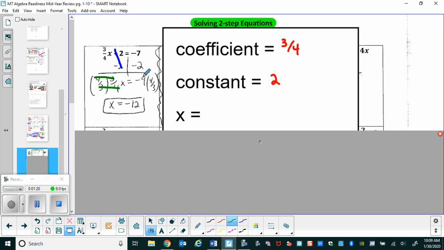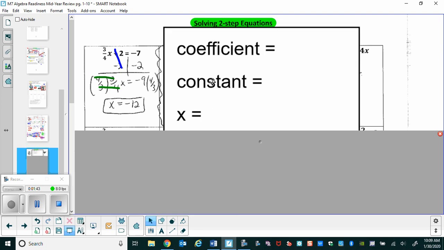Another thing to note is that we have a negative number times a positive, so our answer here is going to be -12. So when your coefficient is a fraction, you're multiplying by the reciprocal. If you have a coefficient and a constant, you're going to get rid of the constant first, then get rid of the coefficient, and of course here we have that x would be -12. All right, I'm going to erase that now and move on to the next problem here.